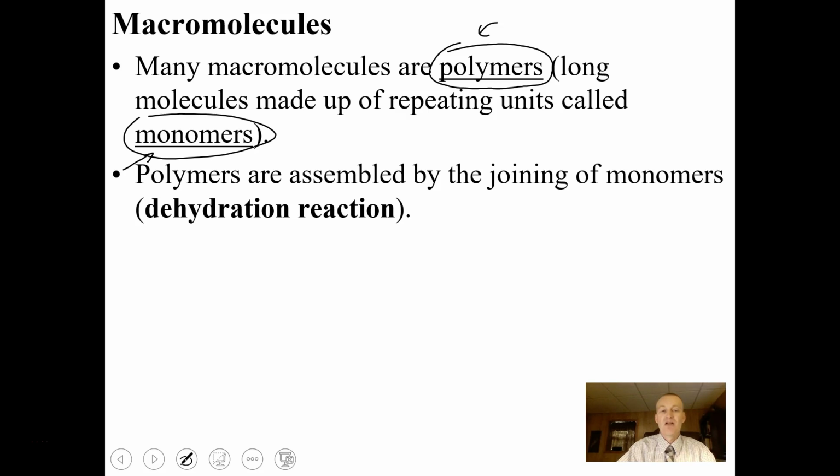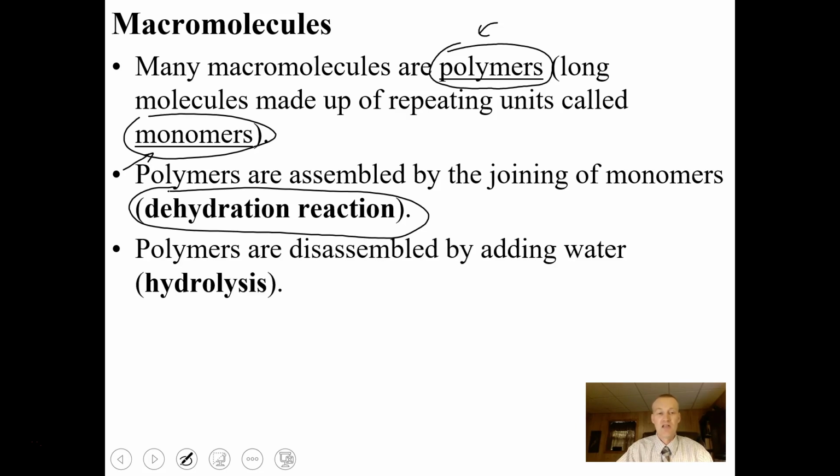Now, polymers are assembled by joining monomers together in a process called dehydration reaction. Some books will call it dehydration synthesis, but basically you're dehydrating, or pulling water out, between monomers, and it sticks them together, as I'll show you in a graphic in just a second. Polymers are disassembled by adding water, and this is called hydrolysis. Hydro means water, lysis means to break. So we can break polymers down by adding water.